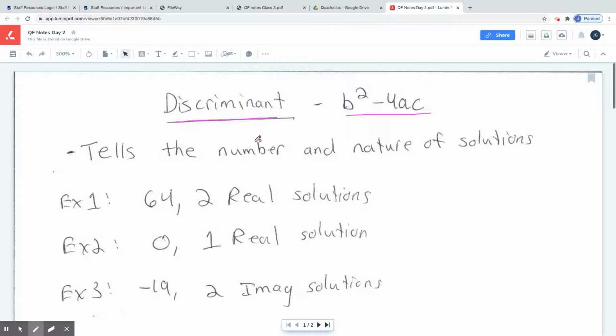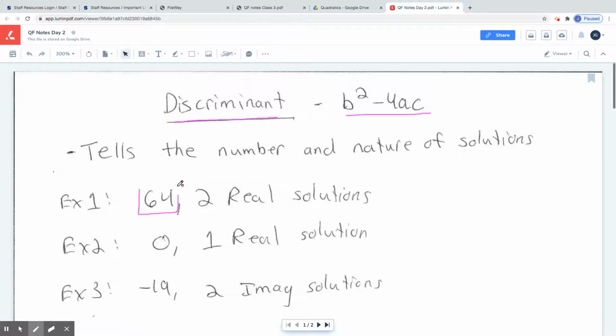What it tells us is what I mentioned at the end of class. It tells us the number and nature of solutions. Meaning, if you look at a quadratic equation, you can tell based off the discriminant whether there's going to be one solution or two solutions, and if they're going to be real or imaginary.